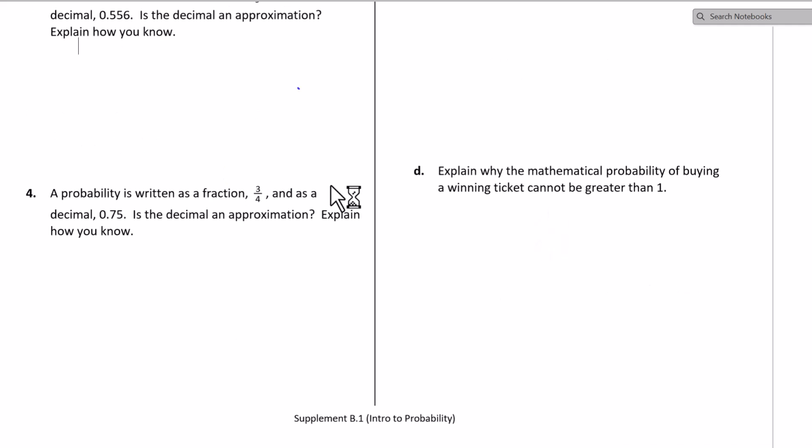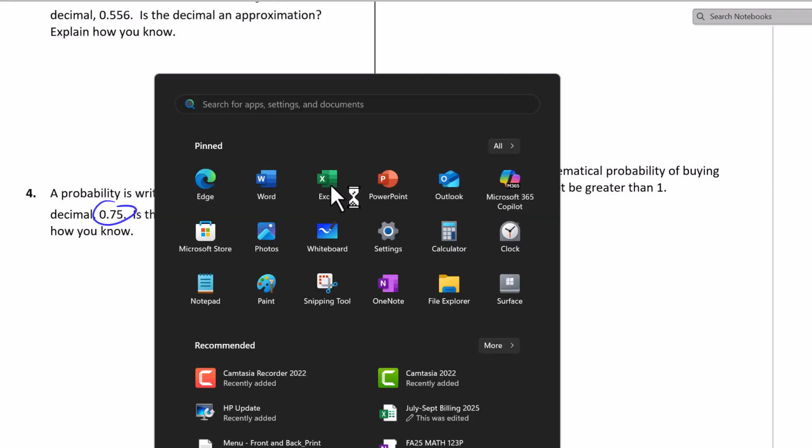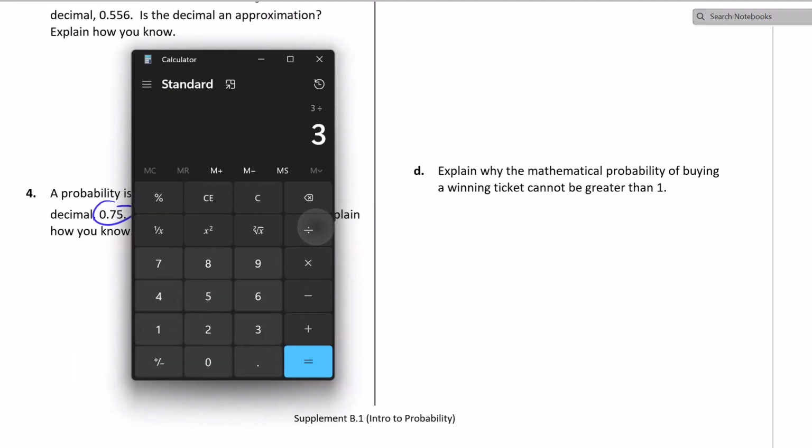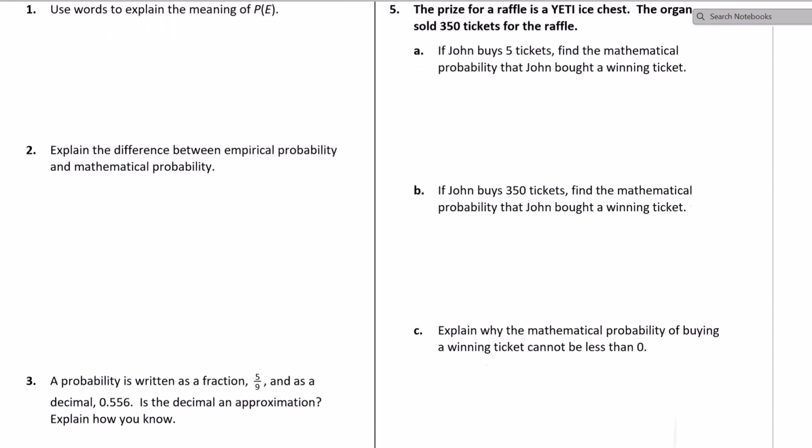Probability written as a fraction or a decimal, is this an approximation of that? And the answer is no. If you type 3/4 into a calculator, you'd literally get 0.75. Proof is in the pudding. There you go. Not an approximation. Okay, cool.